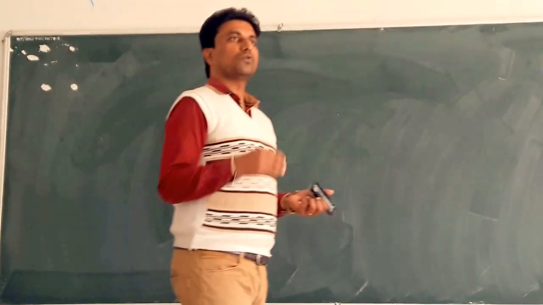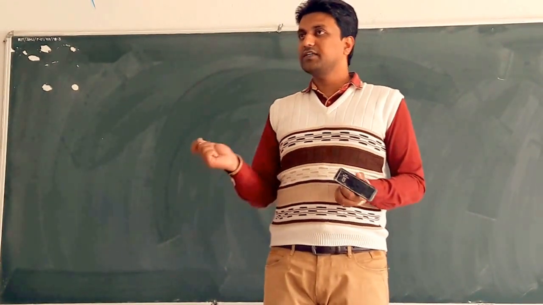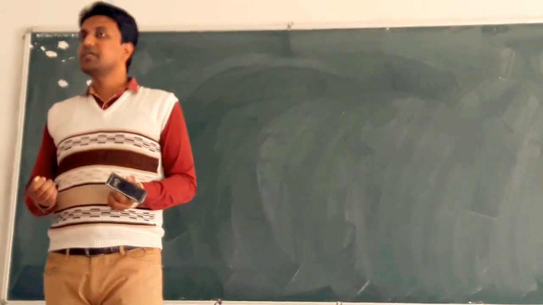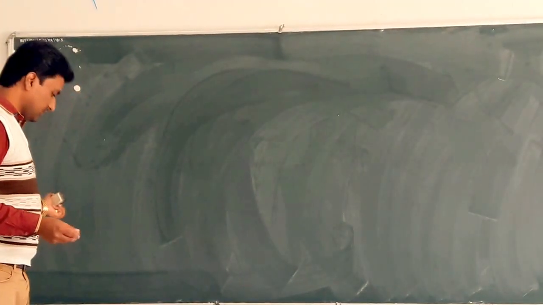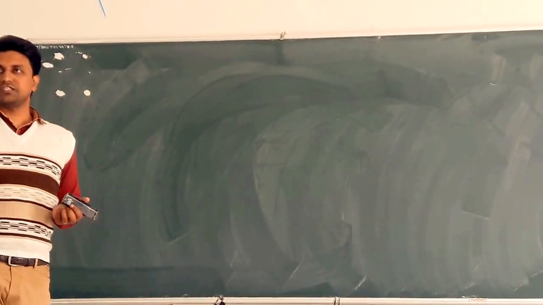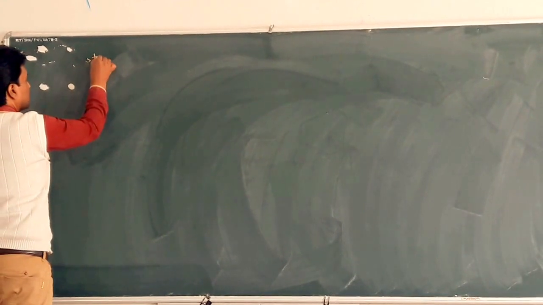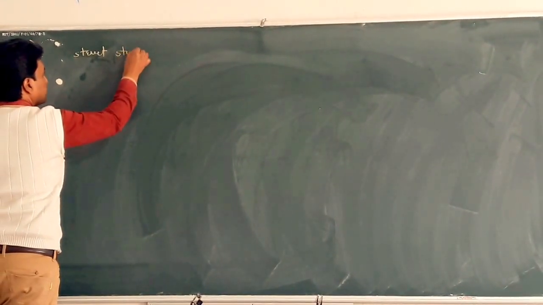We know how to create structure variables. Now, how to create structure pointers, and using a structure pointer, how we can access the members of a structure. Clear? So for that purpose, we take one structure. We create one structure. Suppose struct student.